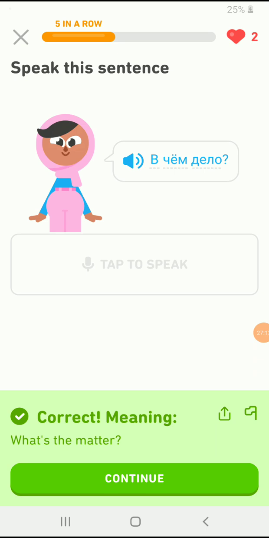So чего? Чо? It's чо, but в чем? In what? So чего and в чем?